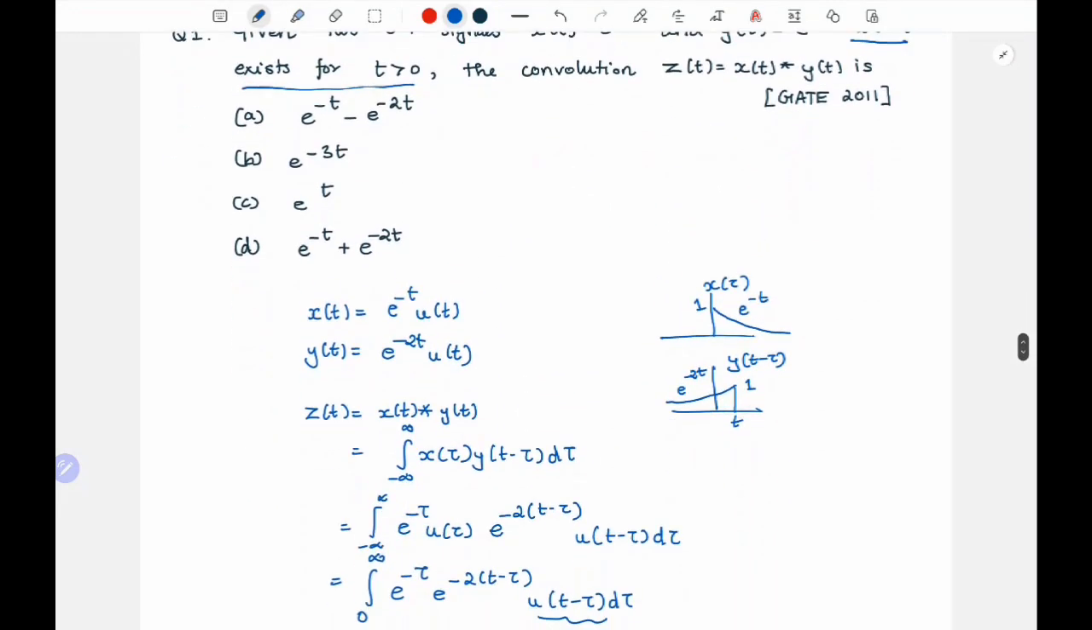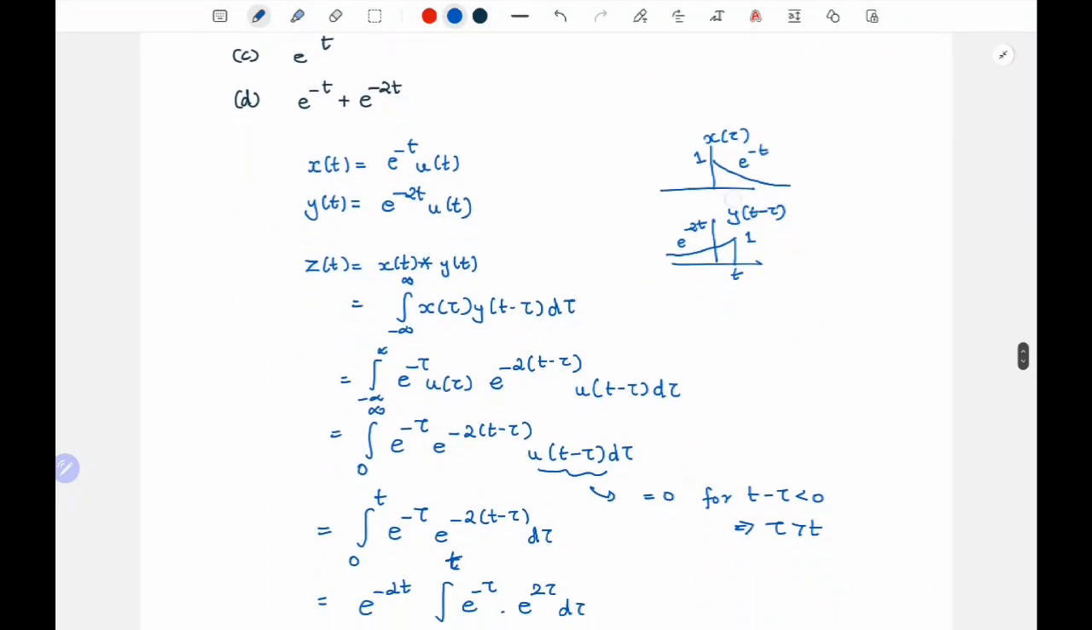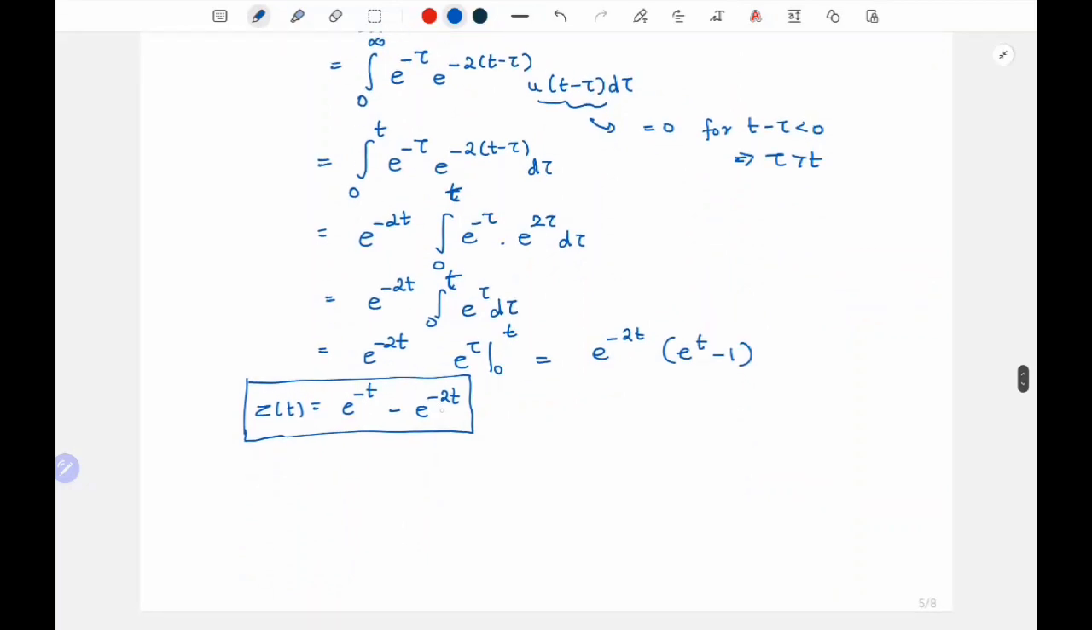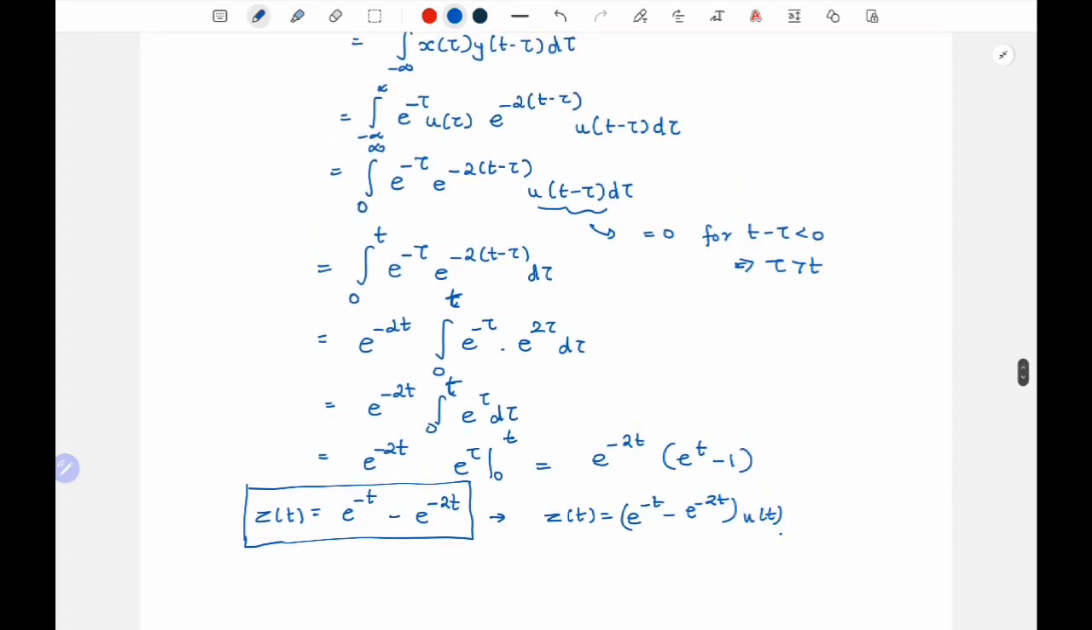So for t less than 0, you can actually observe y of t is going to be 0. So this is not the final answer. It should actually be z of t is equal to e power minus t minus e power minus 2t into u of t. So where did we miss this?